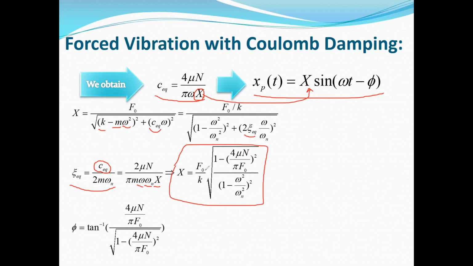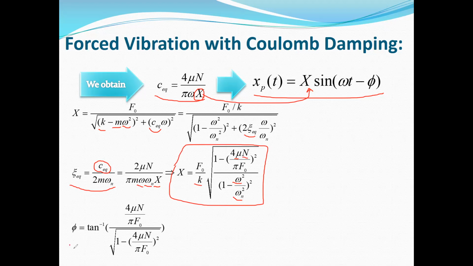which is subjected to the external force with amplitude F naught, and stiffness K. Mu is the coefficient of friction between the mass and the surface. N is the normal force between the surface and mass. And omega is the frequency of the excitation, and omega n is the natural frequency of the system, which is the square root of K divided by M.